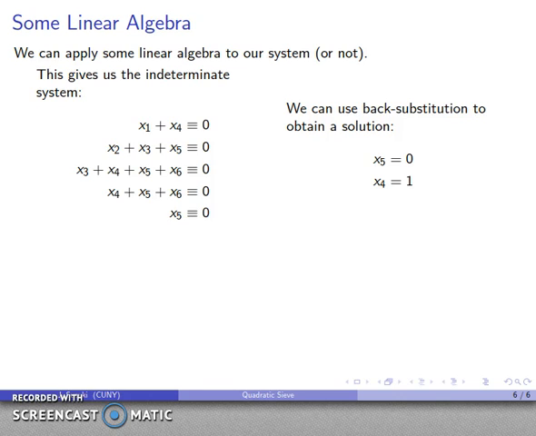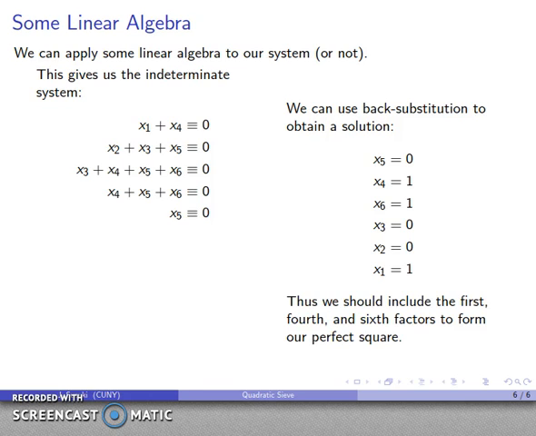Here I'll take x4 equal to 1. That tells me that x6, if x4 is 1, x6 also has to be 1. And let's see, so I have x4, 5, and 6, and what do I have next? x3, so 4 is 1, 5 is 0, 6 is 1, so that's 1 plus 1, x3 has to be 0. x3 is 0, x5 is 0, x2 also has to be 0 if the congruence is going to be satisfied, and finally x1 is going to be 0. And so remember what that tells me is that I should include the first factor, the fourth factor, and the sixth factor, which is the conclusion we came to earlier by just staring at the numbers. Here we did some linear algebra and made our lives a lot easier.